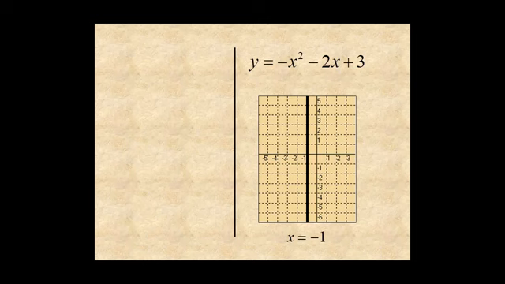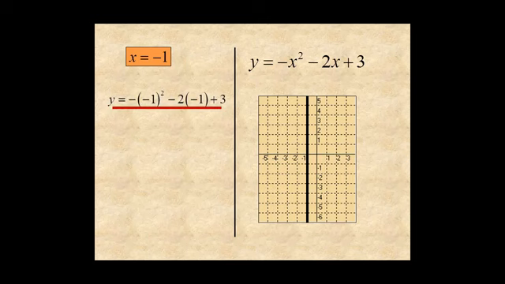Since the vertex is a point on the axis of symmetry, x equals negative 1 is also the x-coordinate of the vertex. So to find the y-coordinate of the vertex, evaluate the function for x equals negative 1. Negative 1 squared equals negative 1. And negative 2 times negative 1 is positive 2. Then 2 plus 3 equals 5. And negative 1 plus 5 is positive 4. So the vertex is a point at negative 1, 4.